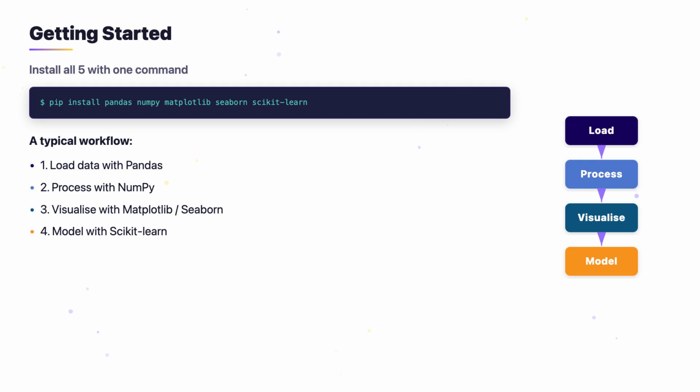Here is a typical workflow. First, load your data using pandas. Then, clean and process it, handle missing values, filter rows, create new columns. Next, explore your data visually using Matplotlib or Seaborn. Create histograms, scatter plots, and heat maps to understand patterns. Finally, build a predictive model using scikit-learn.